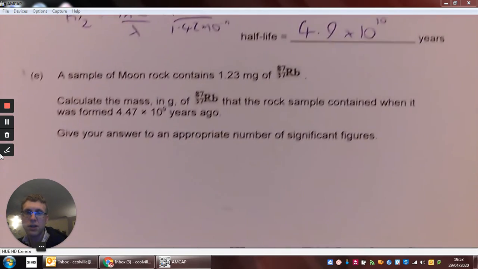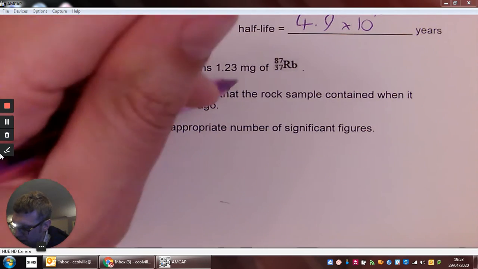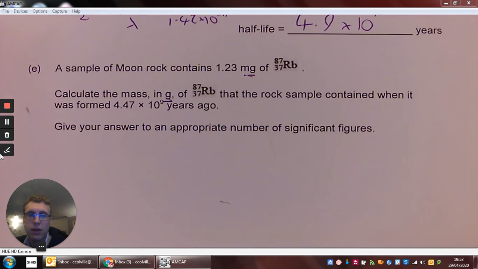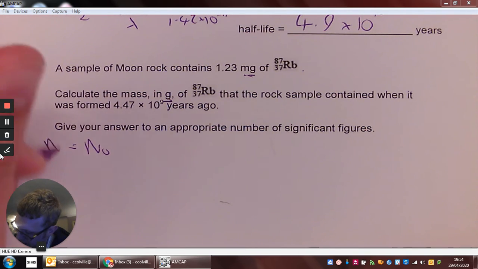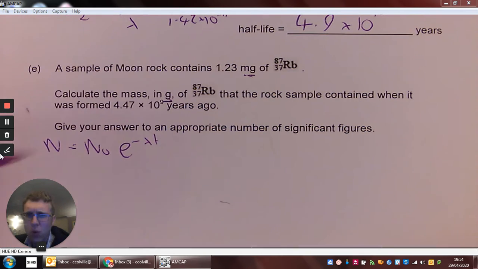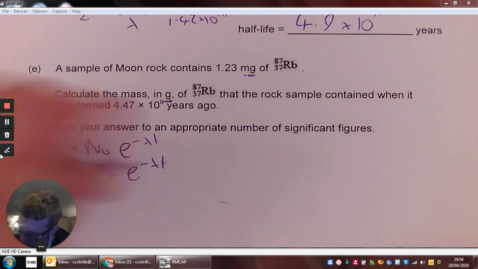A sample of moon rock contains that many milligrams of rubidium. Calculate the mass in grams. So straight away, I've got a kind of difference here, so I need to be clever with that, right? It contained when it was first formed 4.47 times 10 to the 9 years ago. Well, we've written a lot that N is equal to N naught e to the minus lambda t. We're not dealing with number of nuclei, we're dealing with mass here, but it's the same story: the mass is the mass at the start, e to the minus lambda t.